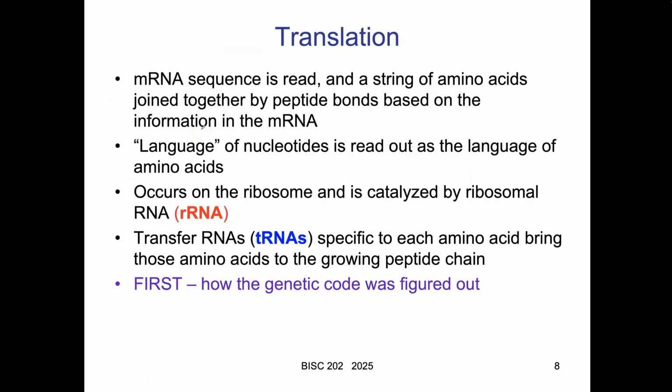So translation. Translation is the process. We've already talked about transcription. The mRNA sequence is made. It is processed if it's a eukaryote, and it's ready for now translation. And basically the string of amino acids that is put together, formed by making peptide bonds between them on the ribosome, is based on the sequence provided by the mRNA. So it's like the language of nucleotides is translated into another language, which is the language of amino acids.